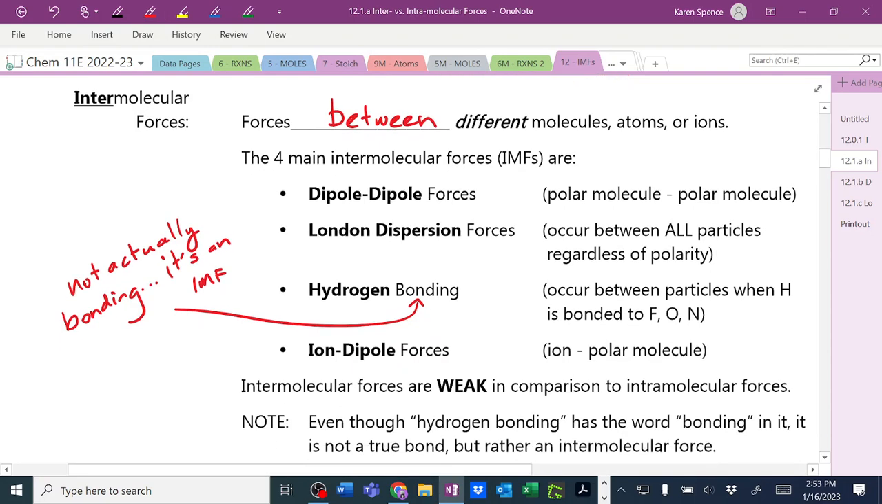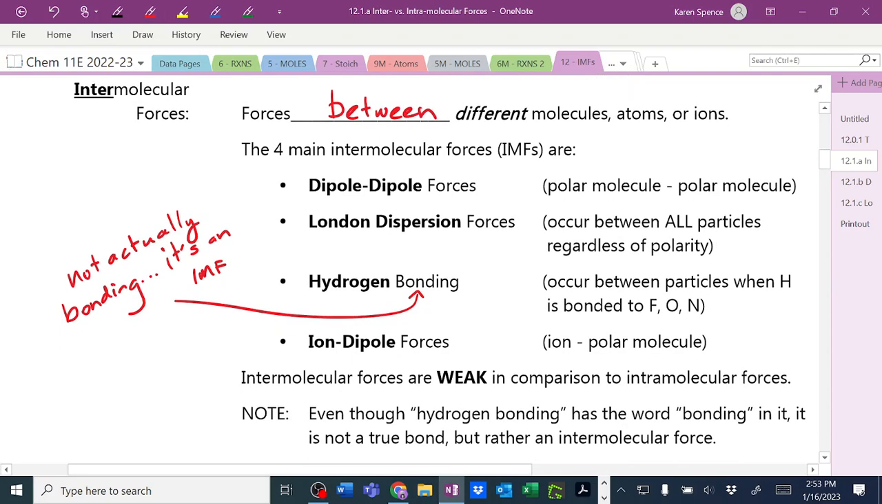And then finally, we have our ion dipole forces, which is between an ion and a polar molecule. So dipole, dipole, polar molecule, polar molecule. London dispersion forces happen between all molecules everywhere.